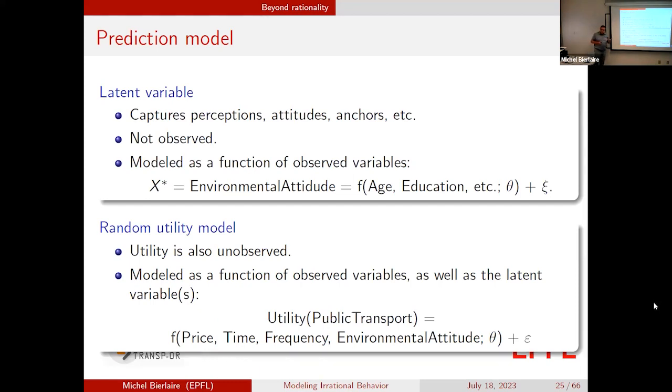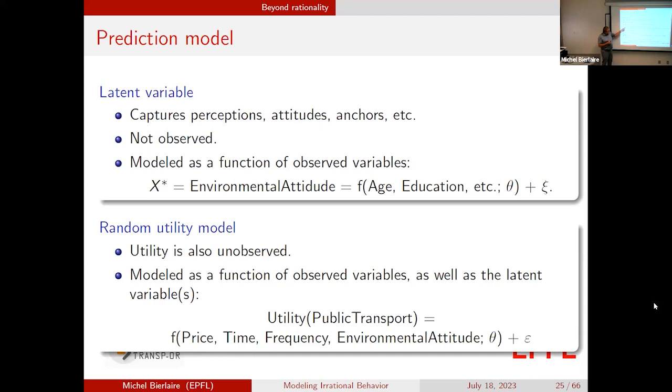And because I would like to be able to predict it, I will try to develop a model that predicts your level of attitude as a function of things that I can observe. Age, level of education, you name it. Okay, so this is called a structural equation. It's something that relates a latent concept with things that you can observe, so that you can actually predict in the future the way this variable will evolve.